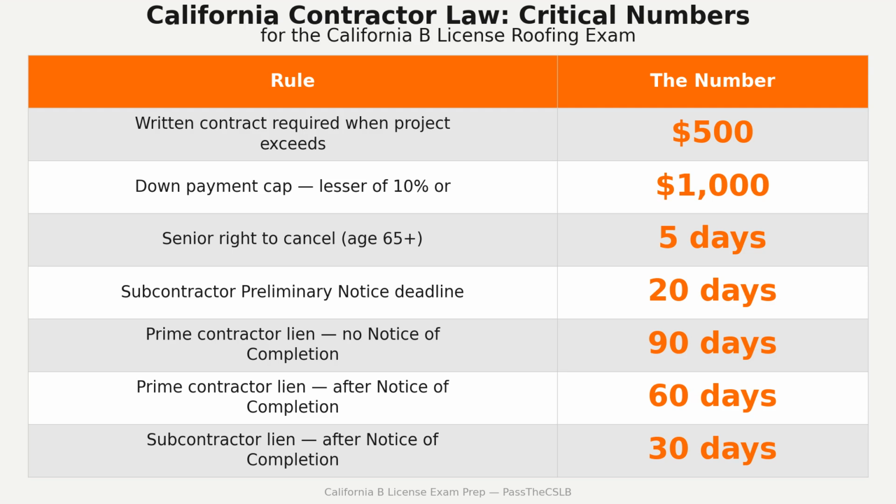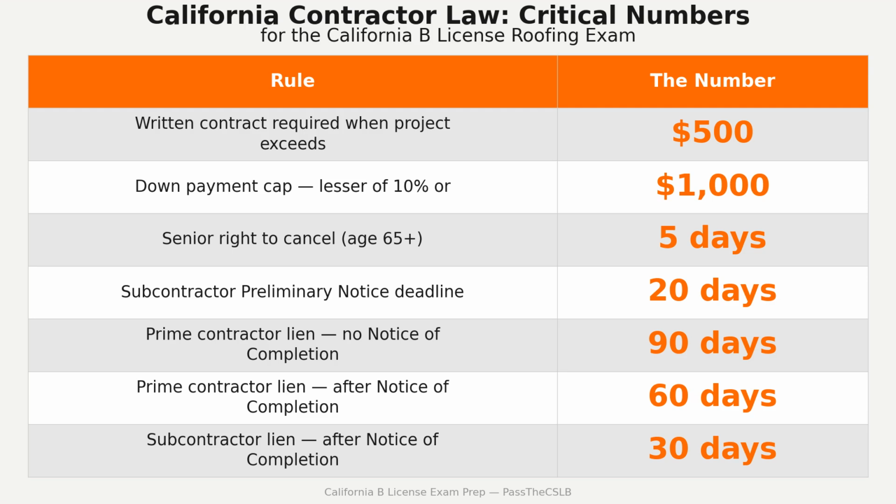1,000 caps the down. The maximum legal down payment is the lesser of 10% of the contract price, or $1,000. On a $20,000 contract, 10% is $2,000, but $1,000 is the lesser number, so $1,000 is the legal cap. On a $6,000 contract, 10% is $600. $600 is the lesser number, so $600 is the cap. Always find the lesser of the two calculated values.